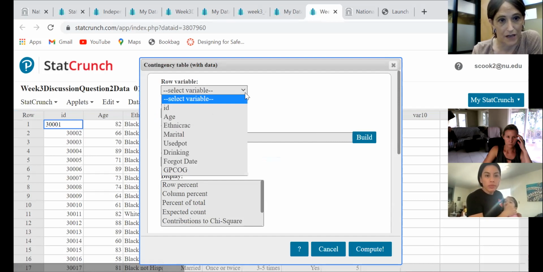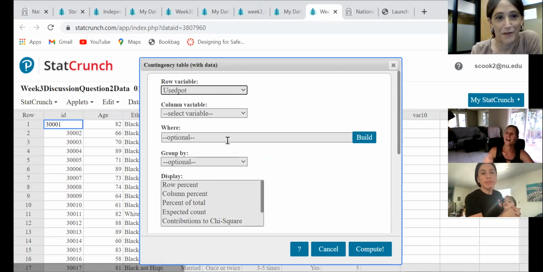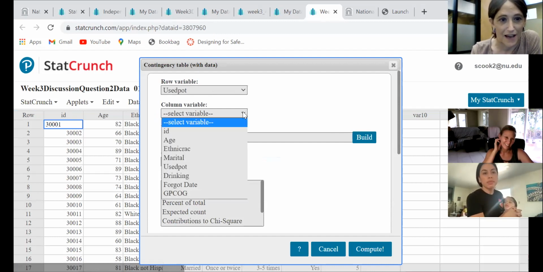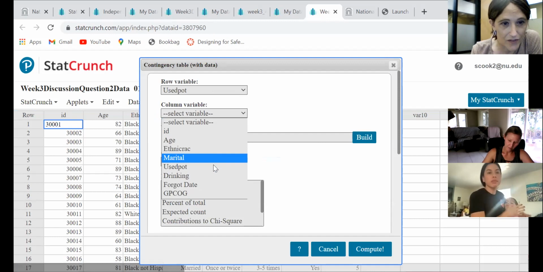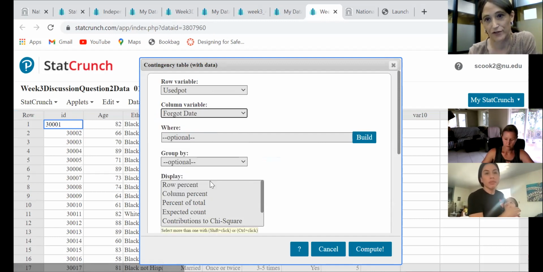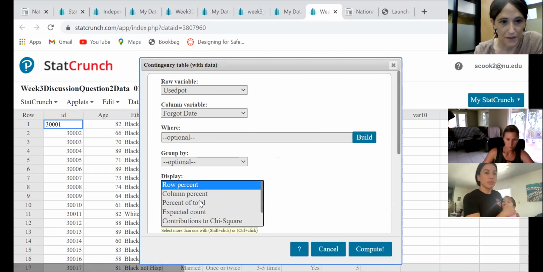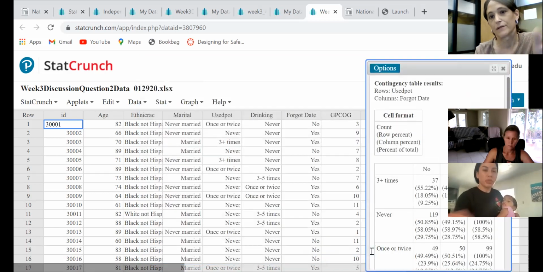And I might do something like, I think actually one of your questions was, use pot, use marijuana, I assume that means. And then forgot date, which is some sort of proxy measure for dementia. So these are really great variable labels here. Okay, and then I can do row percent, column percent, percent of total, and then hit compute.